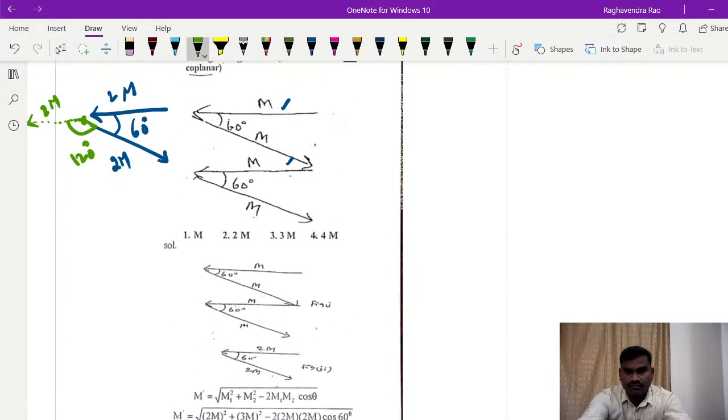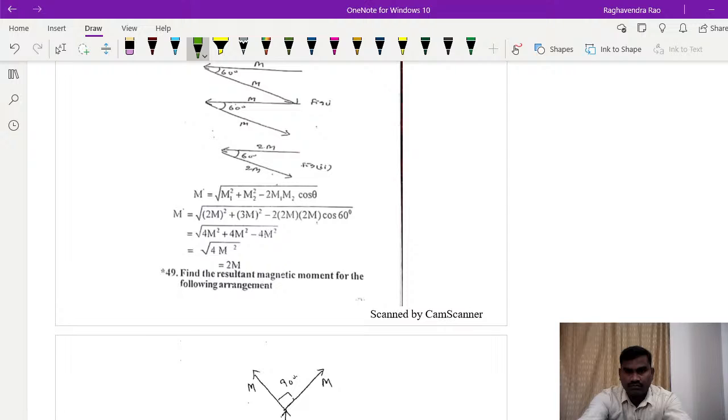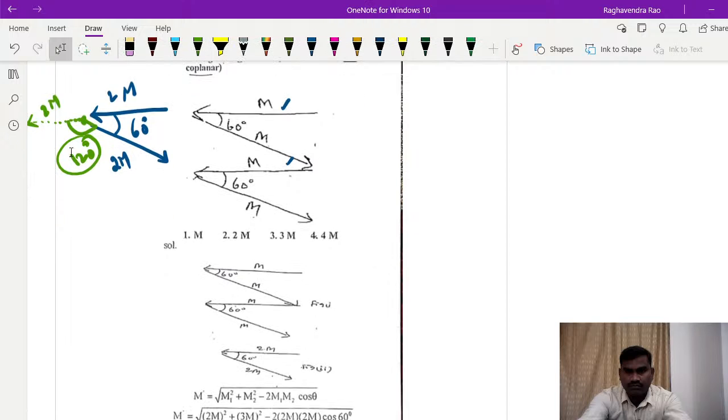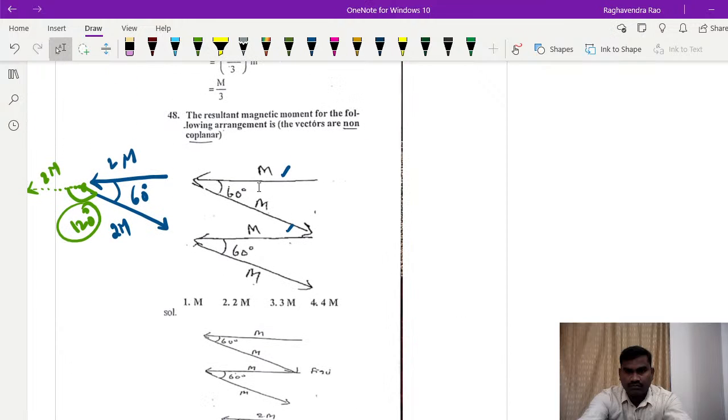So root over m1 square plus m2 square plus 2 m1 m2 cos theta. So cos 120 degree we need to take. Cos 120 degree is minus 1 by 2. So like that we can take; they gave 60 but it will be taken as minus. What is the reason? We have taken 180 minus theta. So this is the theta value, 180 minus theta is taken and so it is calculated as minus. Otherwise, if you take 120 degree directly, we will get the answer.